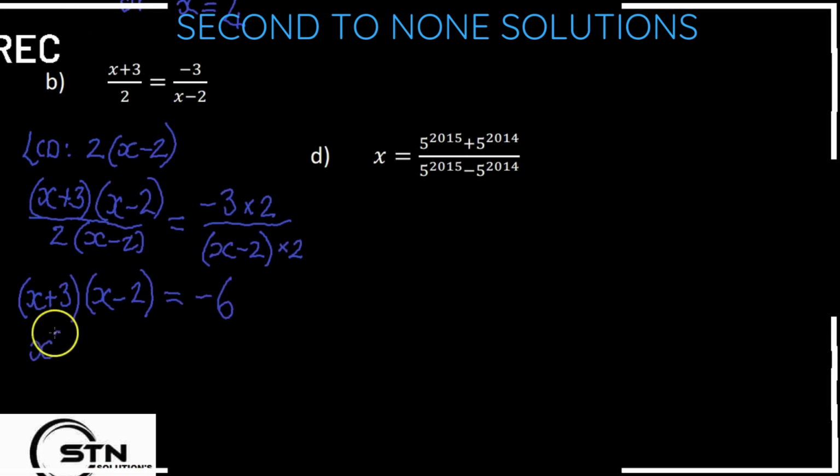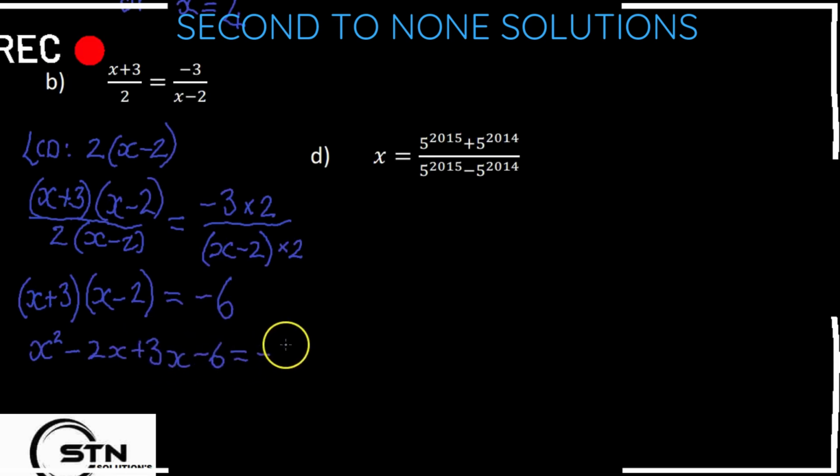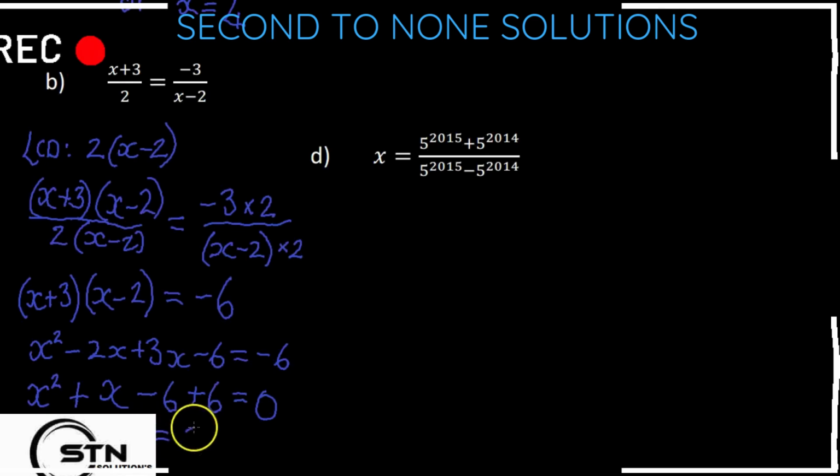So now we have x squared minus 2x plus 3x minus 6 is equal to minus 6. And because it's a quadratic equation, we can make it all equal to 0. So we have x squared minus 2x plus 3x is going to be x. And I've got the minus 6, and I'm also bringing the other 6 over, so it's plus 6. And that gives us a beautiful equation of x squared plus x is equal to 0.